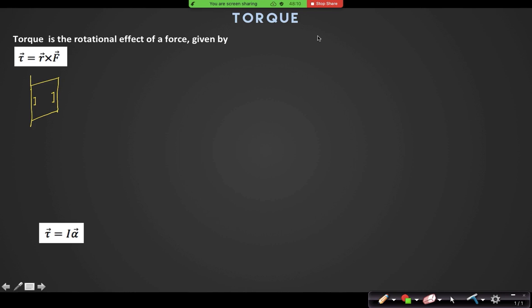So if it is a body and you are applying a force somewhere here, then torque about any point, suppose this point is O and I have hinged the body here at point O. About this point O, how do I find the torque of this force? Very easy. If you join this point O with the point of application, this is the r vector or position vector, and r cross F is the torque about this point O.